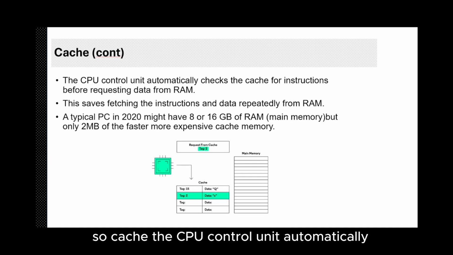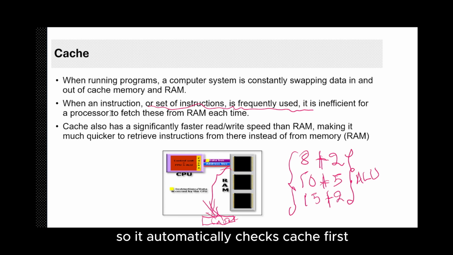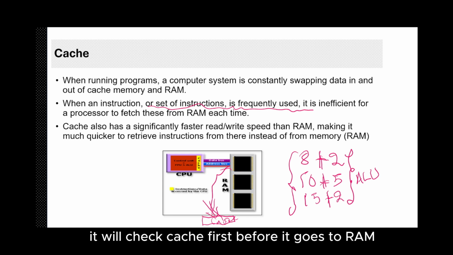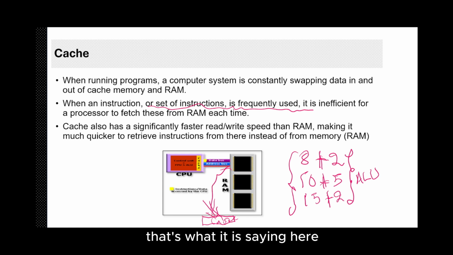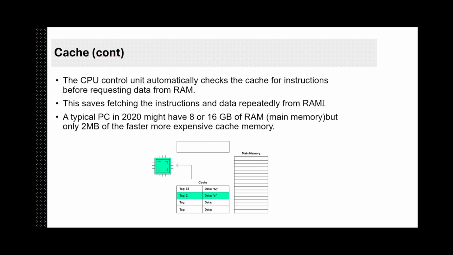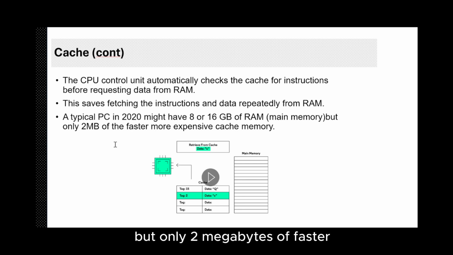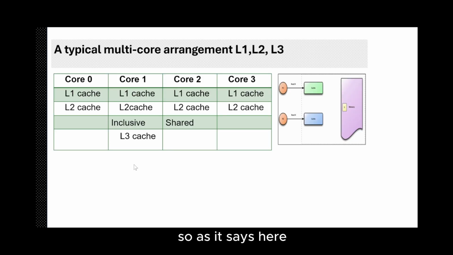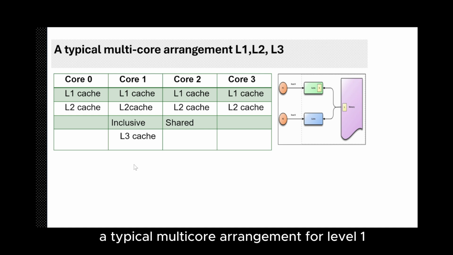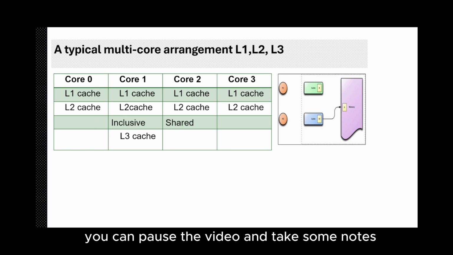The CPU control unit automatically checks the cache for instructions before requesting data from RAM. So it automatically checks cache first. Because I'm doing these calculations, it will check cache first before it goes to RAM. That's what it is saying here. This saves fetching the instruction and data repeatedly from RAM. A typical PC in 2020 might have 8 or 16 GB of RAM, but only 2 megabytes of faster, more expensive cache memory. As it says here, a typical multi core arrangement for level 1, level 2, and level 3 cache is this. You can pause the video and take some notes on how it looks.